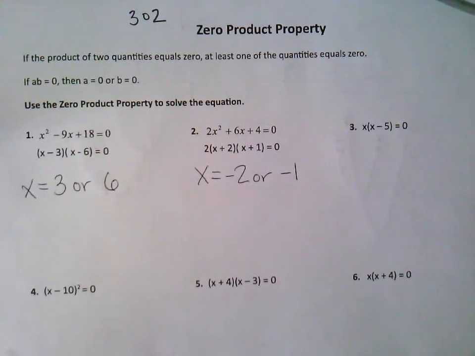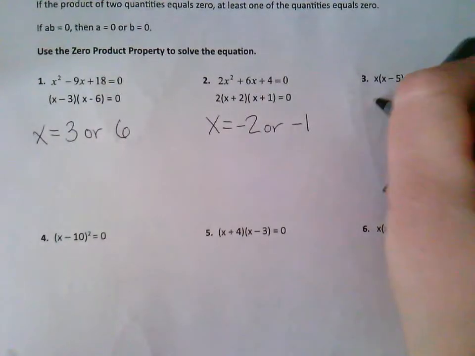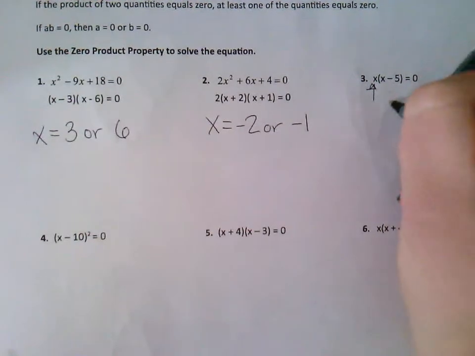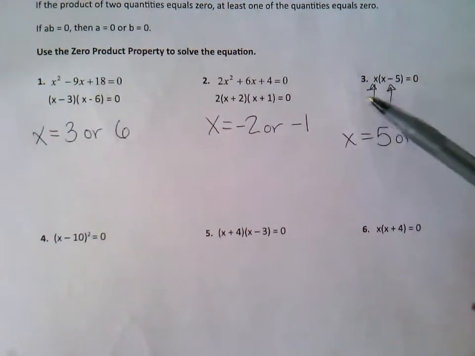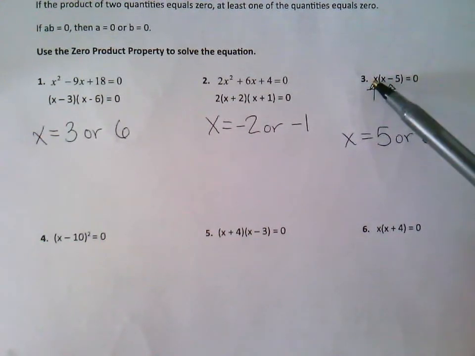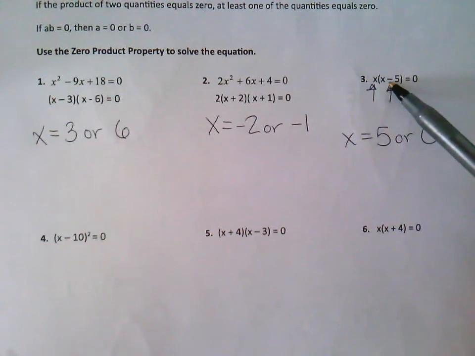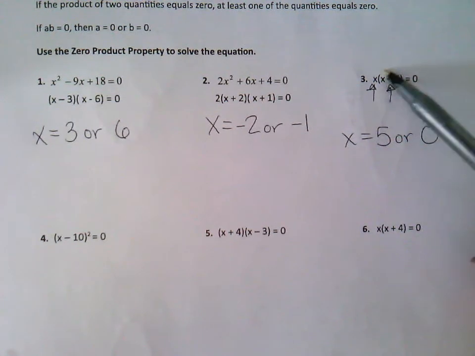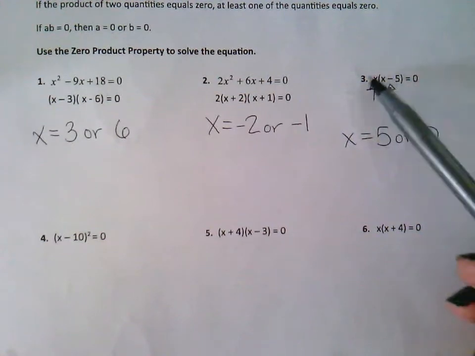Number 3, what would you say would be your solutions for number 3? What would you have to plug in here to get 0? Oh, yep, here you'd have to plug in 5. And out front, x itself could just be 0. Because if this is 0, then this parenthesis would be negative 5. 0 times negative 5 is 0. If I plug in 5, I would have 5 times 0, right? So you're just trying to make one of your two factors equal 0.